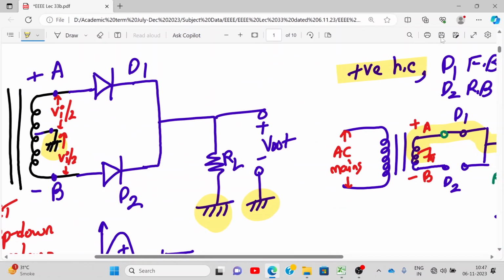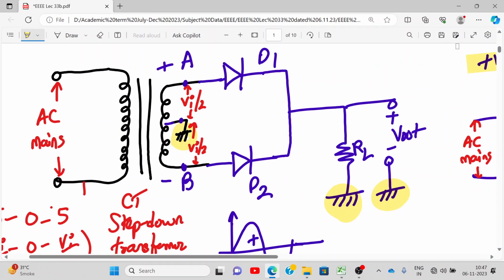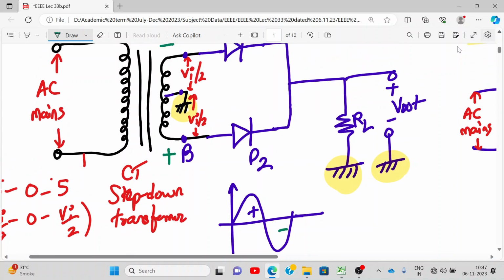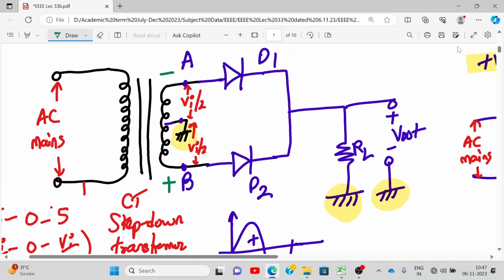Now, tell me what happens during negative half cycle. During negative half cycle, what happens? Remember, during negative half cycle, B point is positive, A is negative. Negative half cycle, no? So it's reverse, polarity is reverse. And now, B is positive with respect to A. So which diode is on over here? As you can see, D2 is on and D1 is off. Are you understanding? D2 is forward bias, D1 is reverse bias.